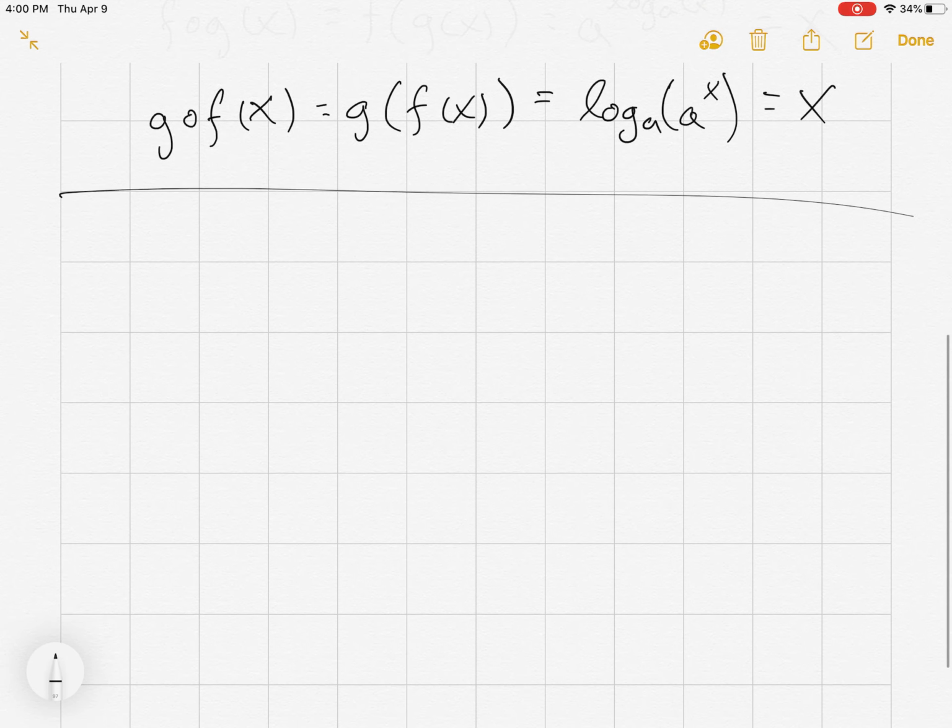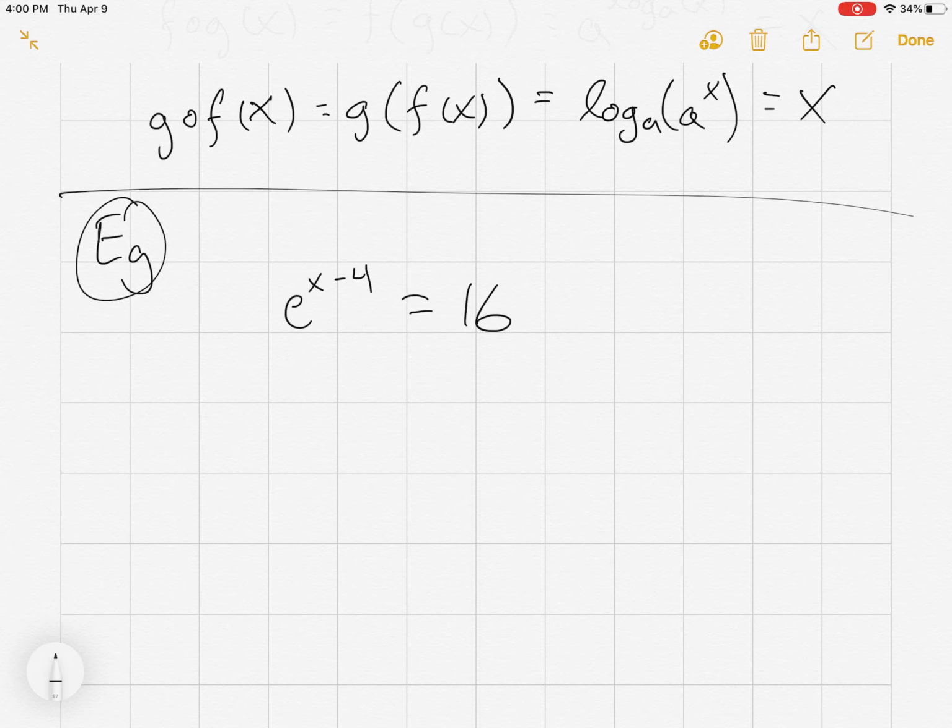All right, so let's look at an example to hopefully make everything a little bit clearer. In this case, our example is going to be e to the x minus 4, and we're going to let that equal 16. So we want to try and basically isolate our x variable so we can know what values of x are going to satisfy this equation we've set up here.